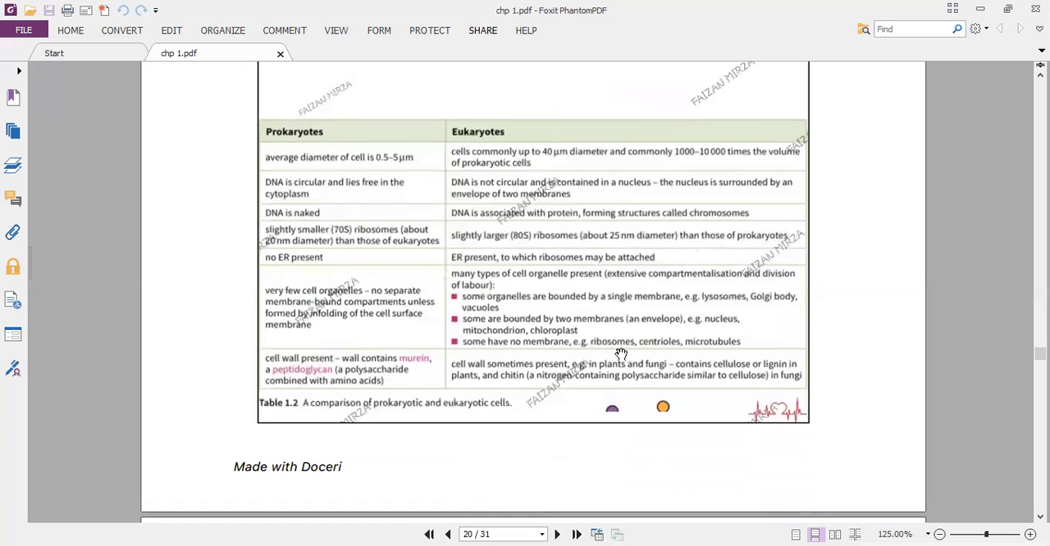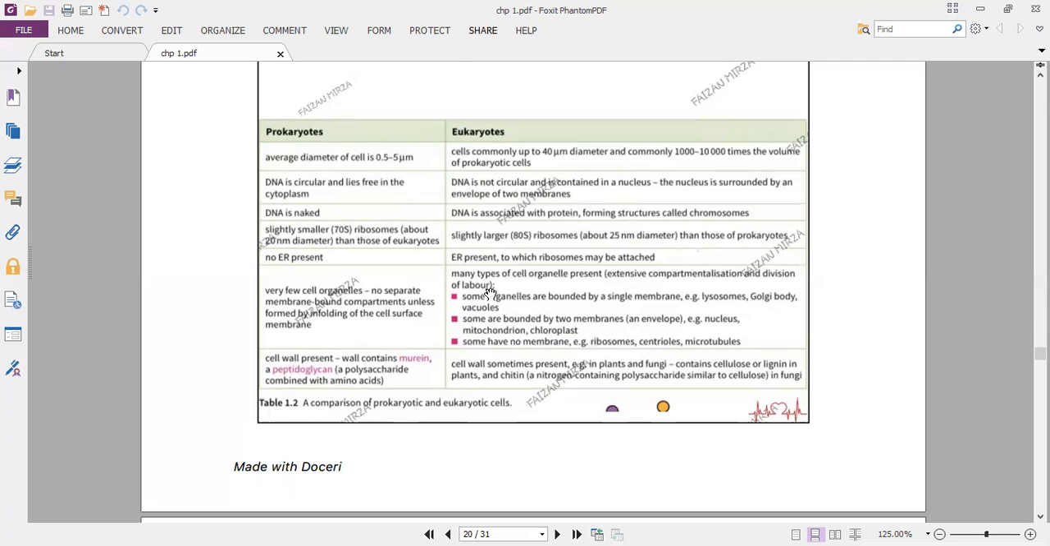These features in the table compare one cell type with the other. The diameter is different. Prokaryotes are very small, 0.5 to 5 micrometers, whereas a eukaryotic cell can be 40 micrometers, for example plant cells, and the animal cell is about 10, 20 micrometers. In prokaryotes the DNA is circular and lies naked in the cytoplasm. In eukaryotes the DNA is linear and is within the nucleus. It is enclosed by two membranes. In prokaryotes the DNA is naked. In eukaryotes the DNA has proteins. There are 70S ribosomes in prokaryotes and 80S ribosomes in eukaryotes. No ER is present in prokaryotes, whereas ER is present in eukaryotes, to which ribosomes are attached. Prokaryotes have very few organelles. The only structures here are infolding of the cell membrane and the ribosomes, and nothing apart from that.